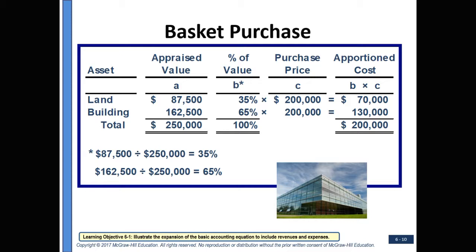So $87,500 is 35% of the $250,000. So the land, we will then allocate 35% of the $200,000 to it. We do the same thing with the building, and we now have a portion cost of $70,000 to land and $130,000 to the building.